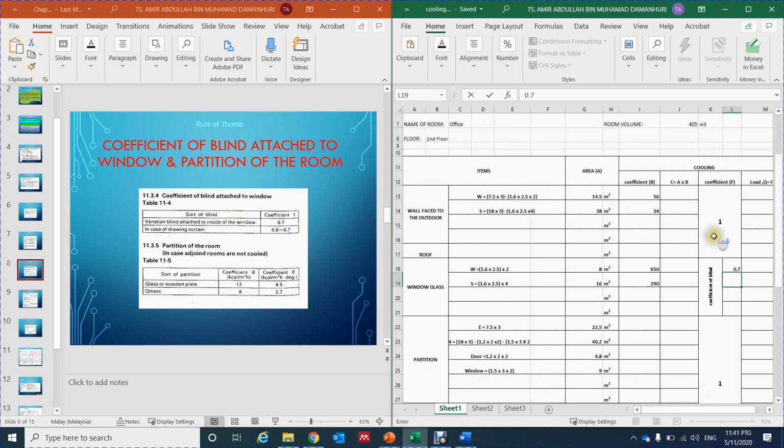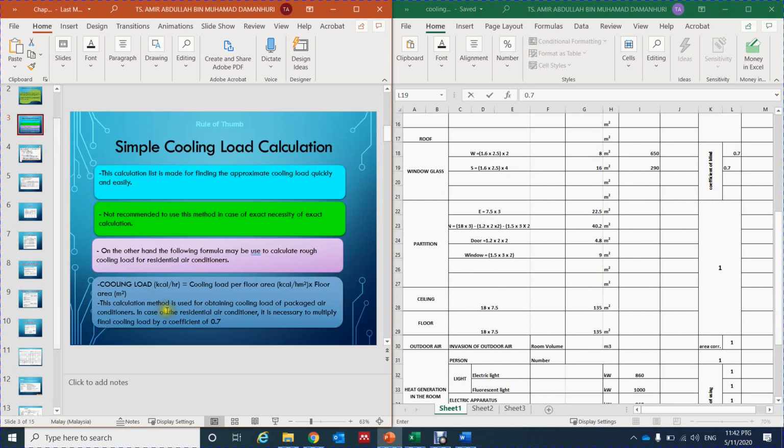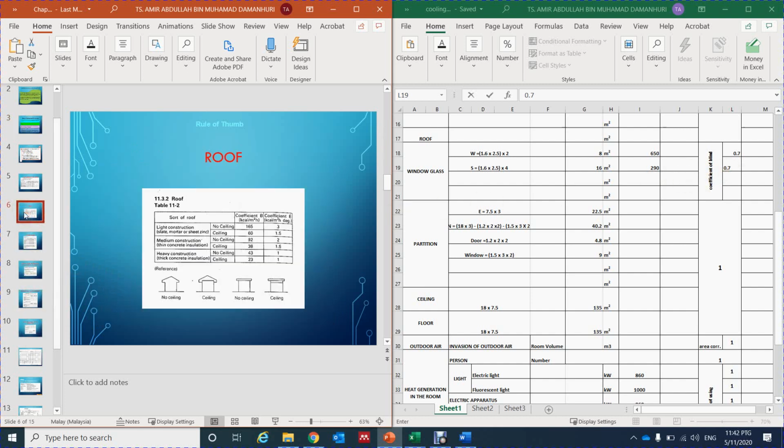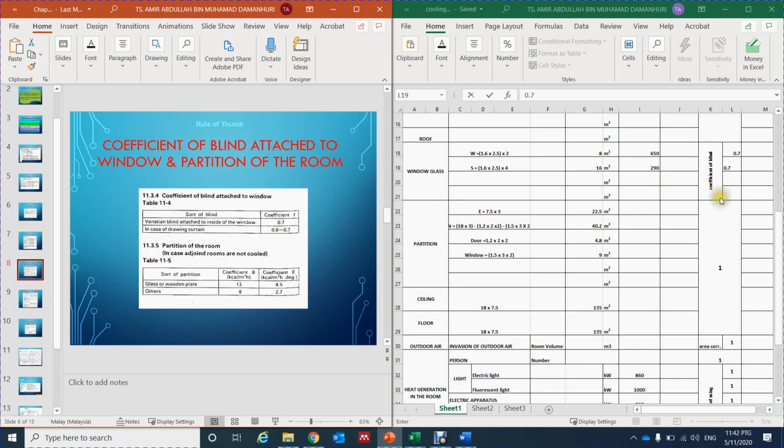The other one, for coefficient F, is already put there because I've already mentioned before, we will be using the coefficient of 1. In case it is residential, we can use 0.7 because it is not higher compared to the industrial building, like this one is office. So now look into the penetration of line is 0.7.